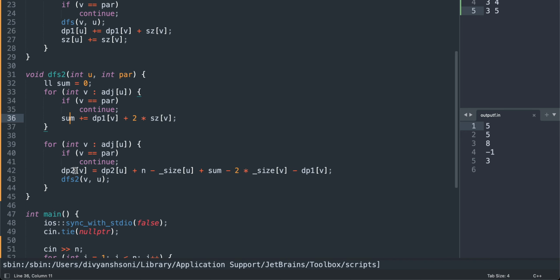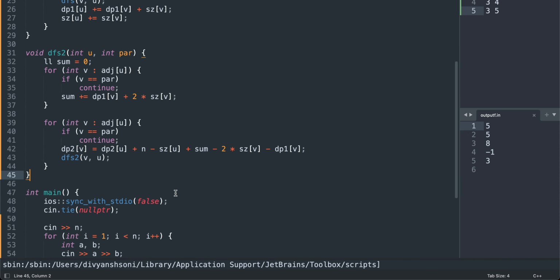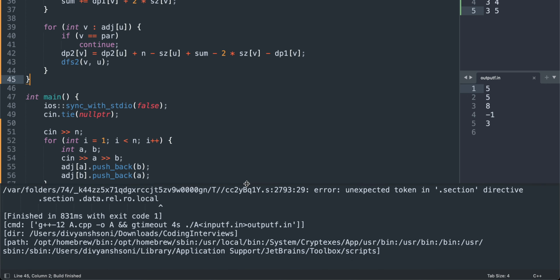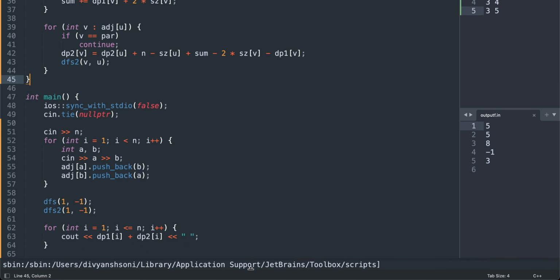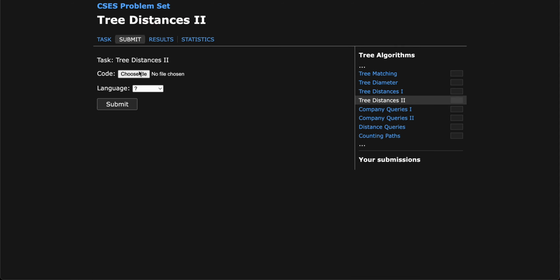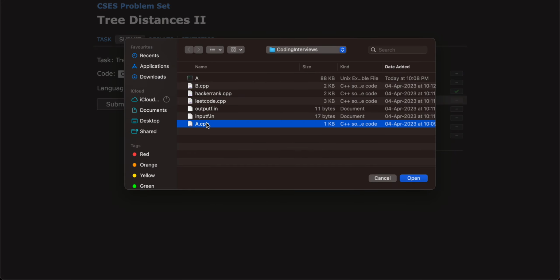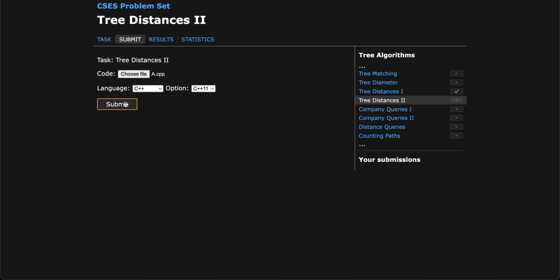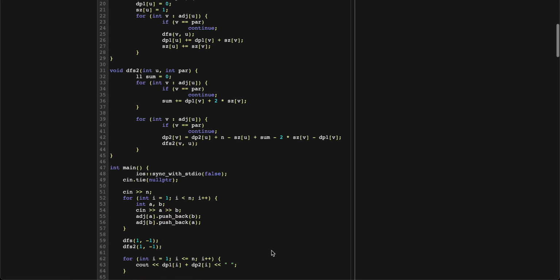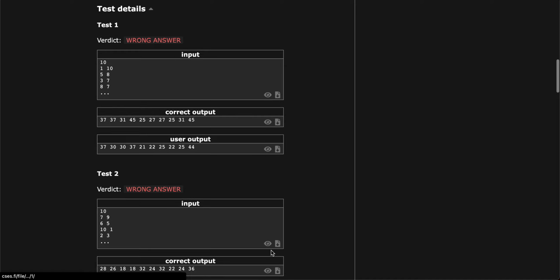There should be a shortcut also. Command sz. No, it won't work. Let's upload it and try. No compilation error, please. Okay, wrong answer. Okay, at least something.